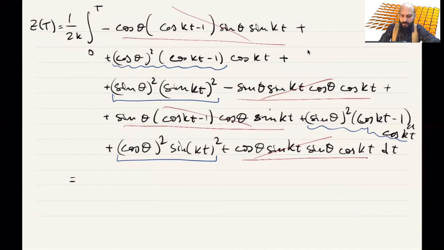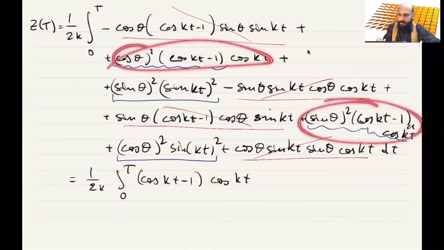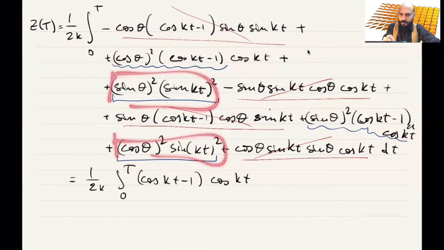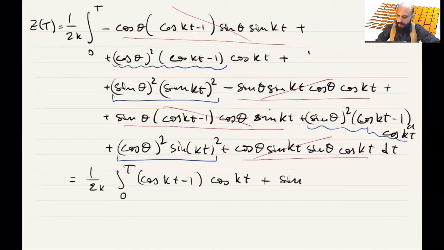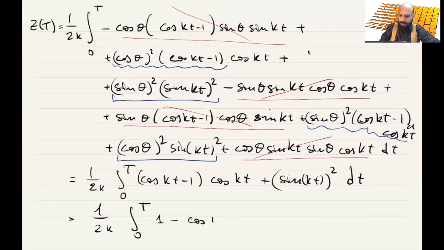So at the end, what we will have is 1 over 2k, the integral between 0 and capital T of (cos kt minus 1) times cos kt, which was this term, and then we put this term here. So plus sine kt square in dt. Okay, how can we simplify this as well? I will multiply this times this, get a cosine square, which sums with this and gives me 1. So this is 1 over 2k integral between 0 and T of 1 minus cos kt in dt. Okay, now you can integrate.